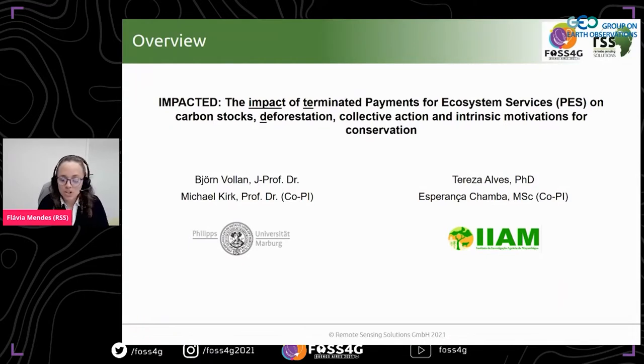It's a collaboration project between the University of Marburg and also the agricultural institution in Mozambique. And the name is IMPACTED: the impact of terminated payment for ecosystem service on carbon stock, deforestation, collective actions, and intrinsic motivations for conservation. As you can see in the title, it's a little bit multidisciplinary. The University of Marburg is responsible for leading the whole project, and also focuses on the socio-economic analysis of the payment for ecosystem service. And then the group in Mozambique is responsible for all the fieldwork campaigns, and also the analysis together with us, who are responsible for the remote sensing part of this project in Mozambique. But what exactly is payment for ecosystem service?